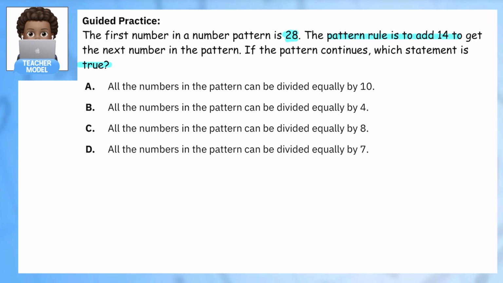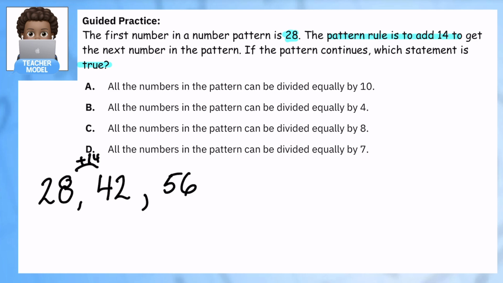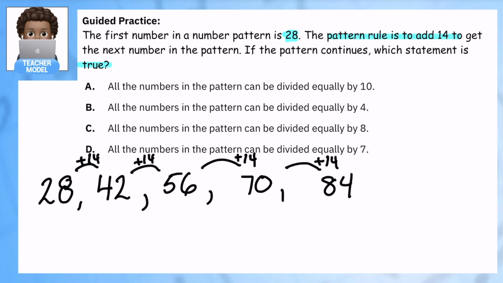So we know what the pattern is. So now we're going to continue the pattern. So in this case, I'm going to add 14. So I'm going to add 14 to this, and I get 42. And I'm going to add 14 again, so you can see what I'm doing. And I get 56. And if I added 14 again, I would get 70. And I would add 14 again, and I would get 84.